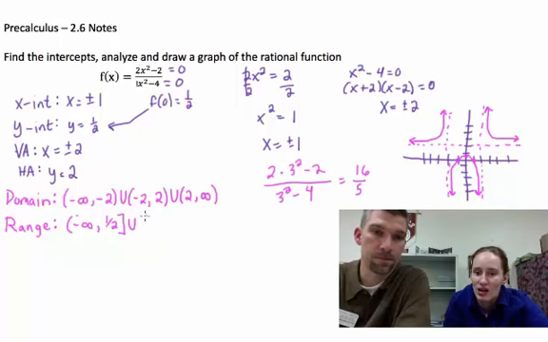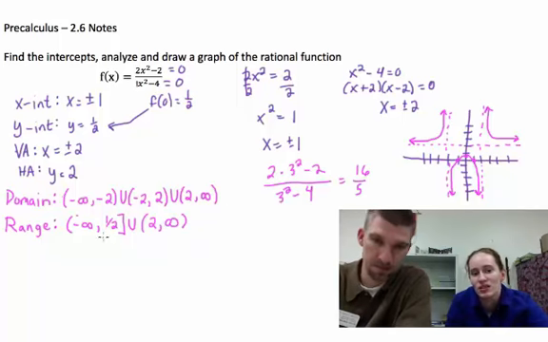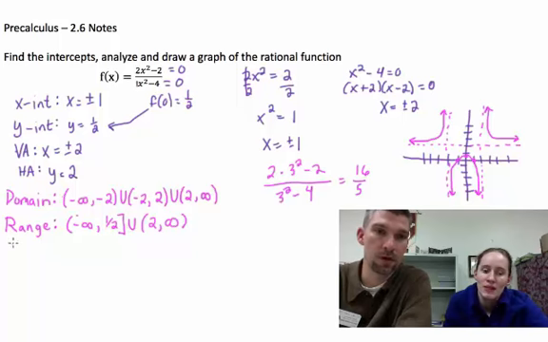And then we would pick back up, and it's not equal to at 2 because we've got an asymptote. It gets really close to 2, but never touches it, then it keeps going to infinity. That's kind of a weird range, but it works.